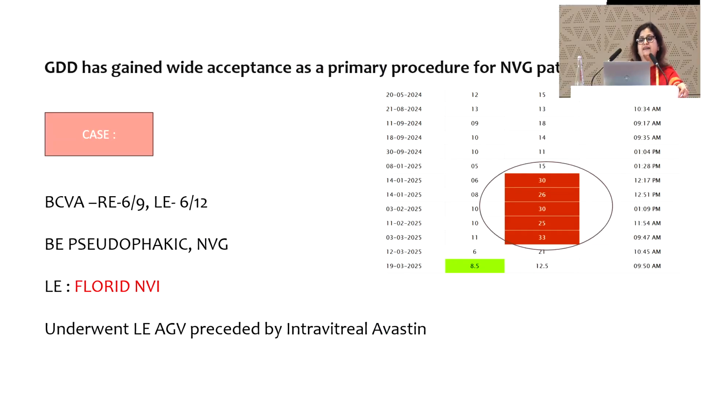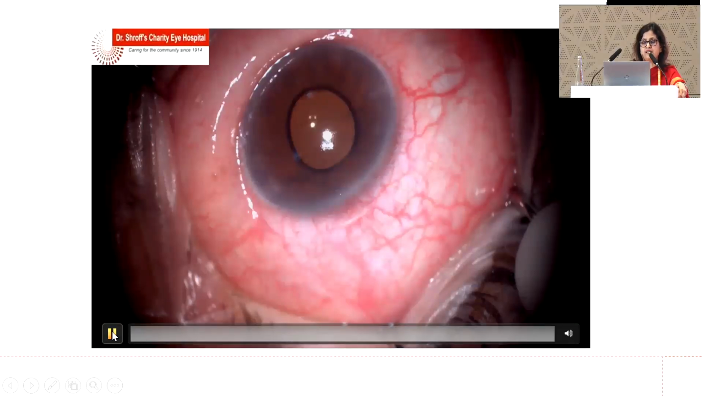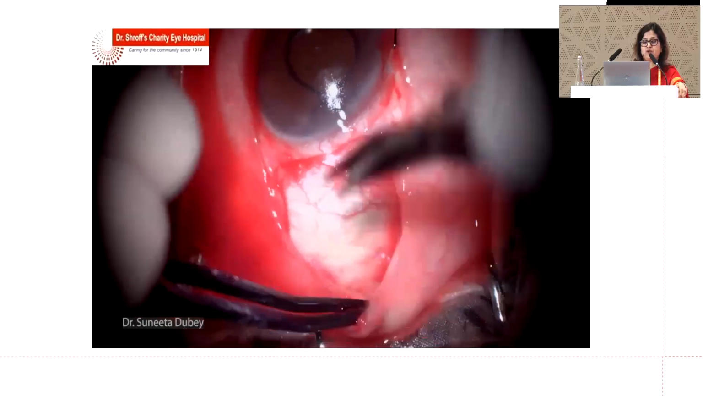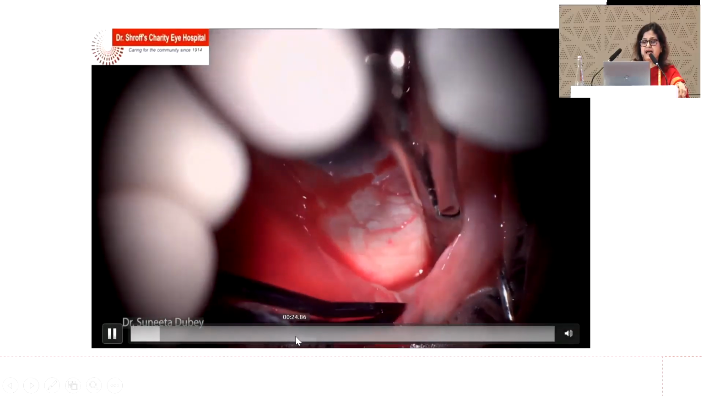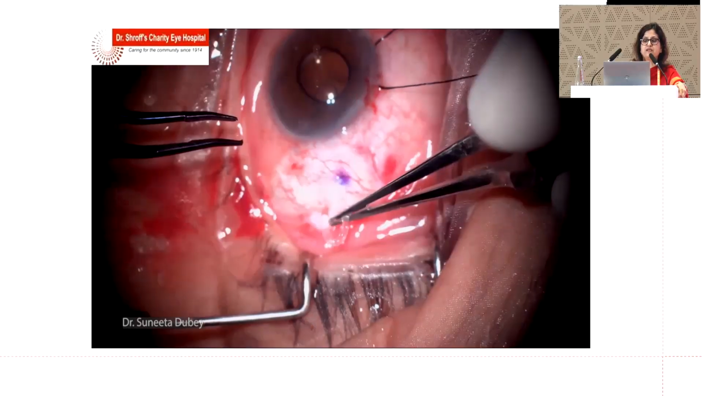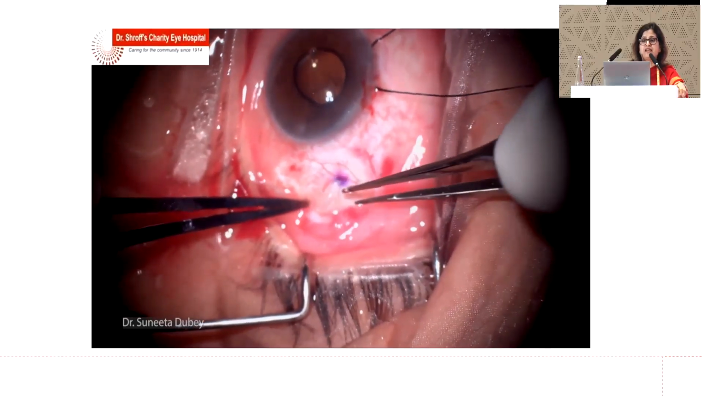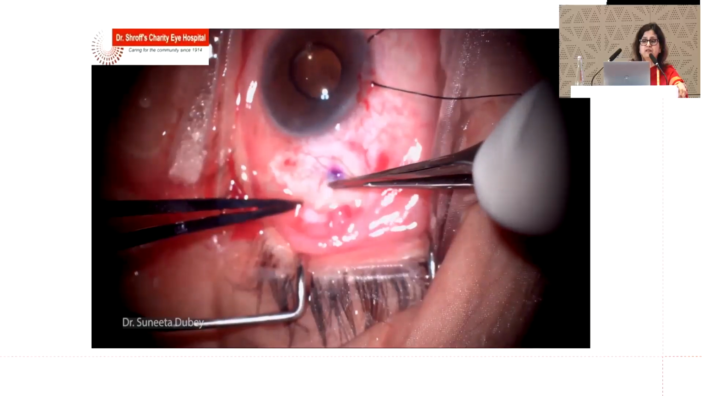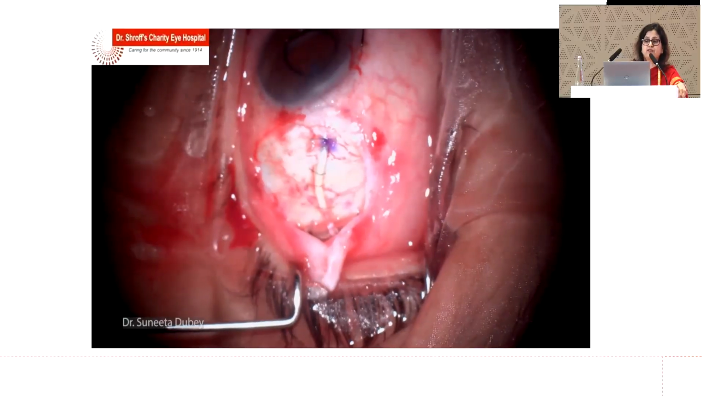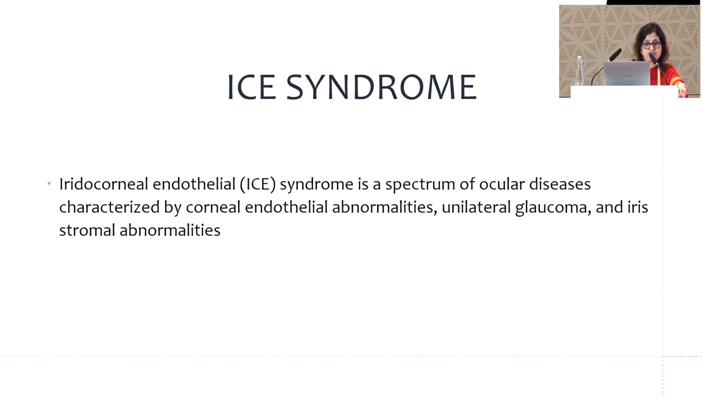GDD is widely used in neovascular glaucoma patients, and in this particular patient, after failed TRAB, the AGV was done. AGV is preferred because you want to reduce the pressure immediately, and one has to remember that the insertion of the tube is very important. Because of the extensive PAS, you can't insert the tube into the anterior chamber, so this step is very, very important, and this will allow safe surgery.